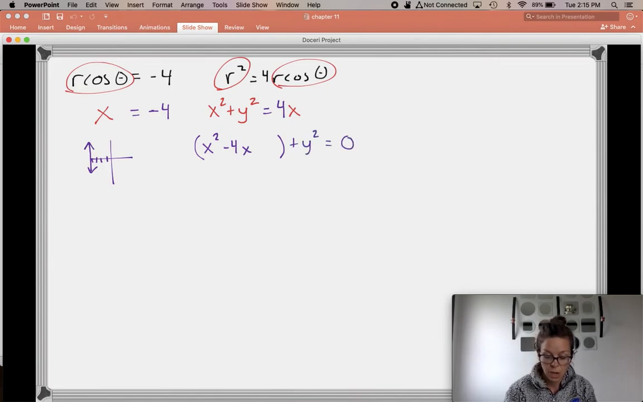Now I want to fill in that blank, and this is a process called completing the square that you probably have memories of from algebra. I want to write this as an x minus something all squared.